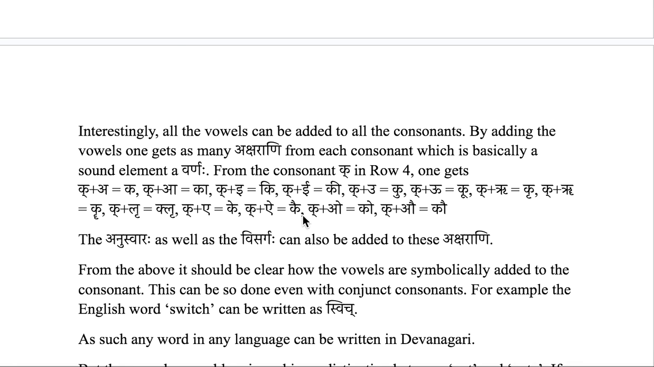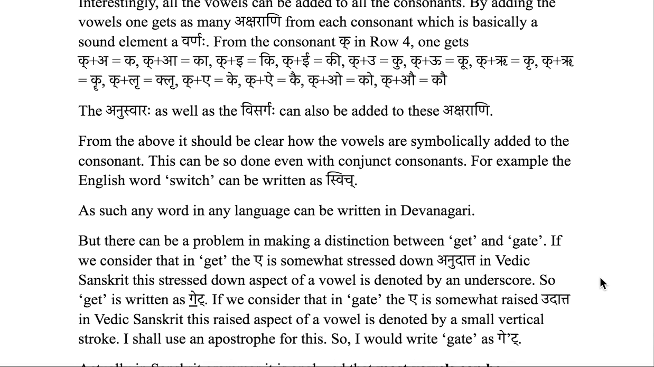Kaihi, if I add visarga to kai, kaihi. From the above, it should be clear how the vowels are symbolically added to the consonant. This can be done even with conjunct consonants. For example, the English word switch can be written as switch. So V and then the symbol for short E, switch. As such, any word in any language can be written in Devanagari.